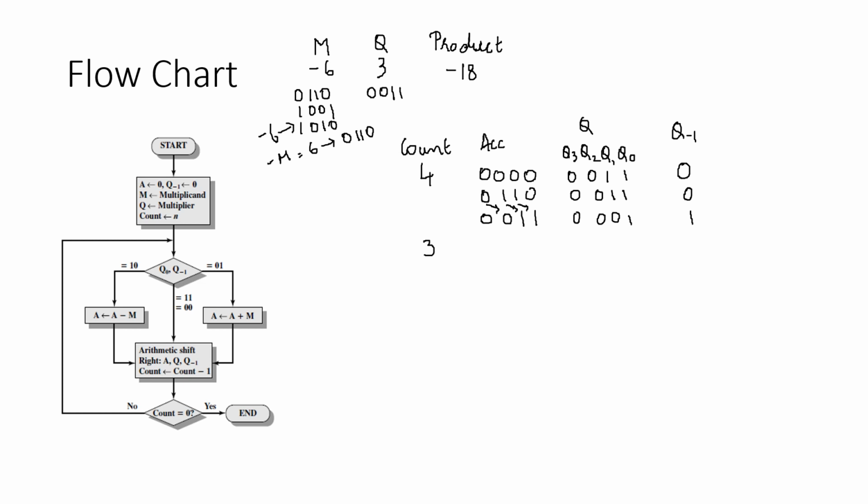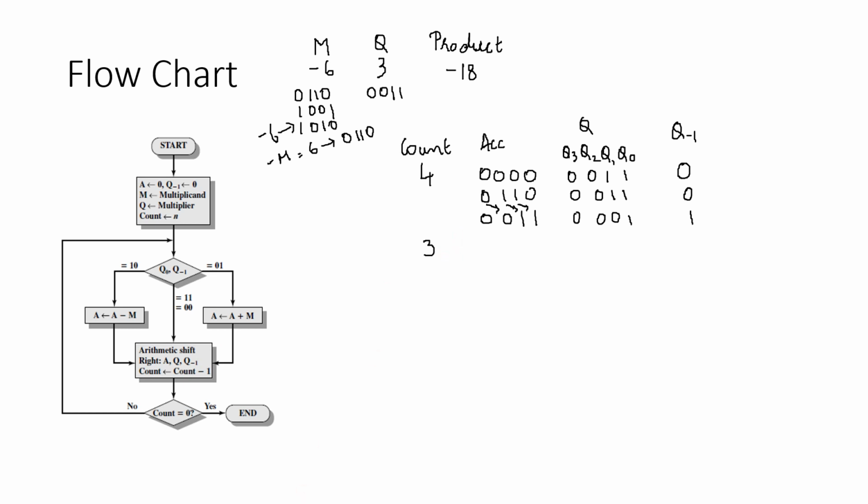So now again we check Q0 and Q minus 1, which is 1, 1 in this case. So if Q0 and Q minus 1 are either 1, 1 or 0, 0, we do not perform any addition or subtraction, we only shift. So that's why in the previous slide I said if there are consecutive ones and zeros in the multiplier, then the number of operations required to obtain the product is less. Right? So now in the next step we only shift.